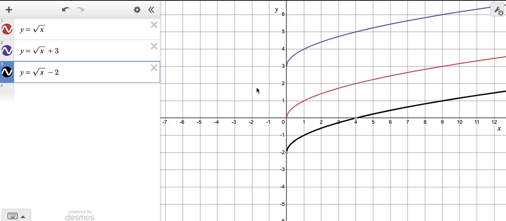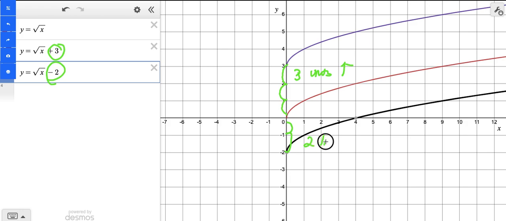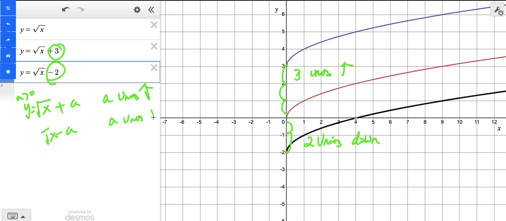As you can see, when we plus 3, it moved up by 1, 2, 3 units, right? 3 units up. And when we minus 2, it's actually changed vertically by 2 units down. So this one is very obvious. If we have a function, and let's say again a is a positive number, when we plus a, that means a units up. And if this is minus a, this is going to be a units down.